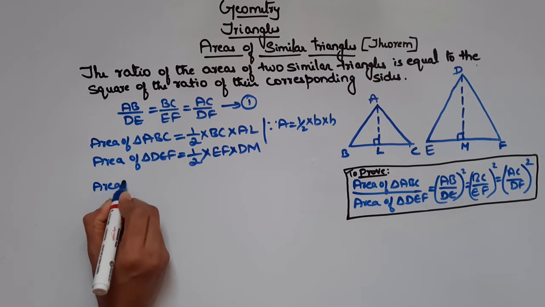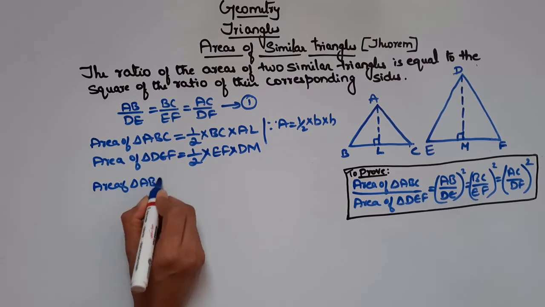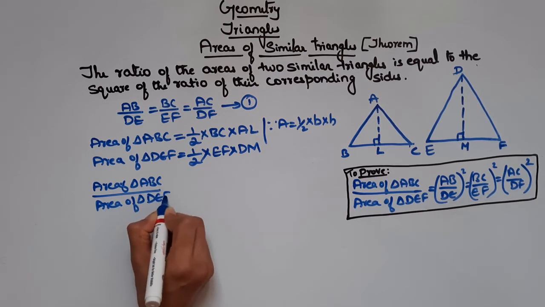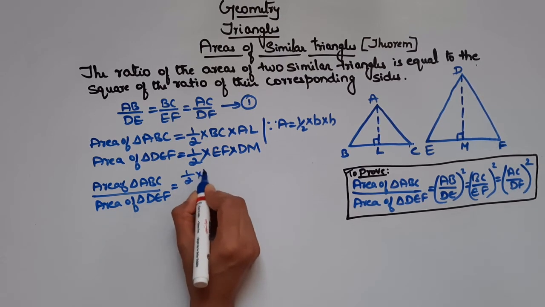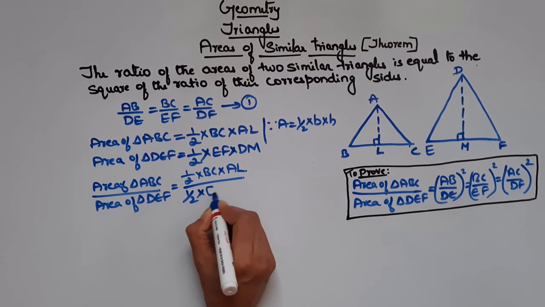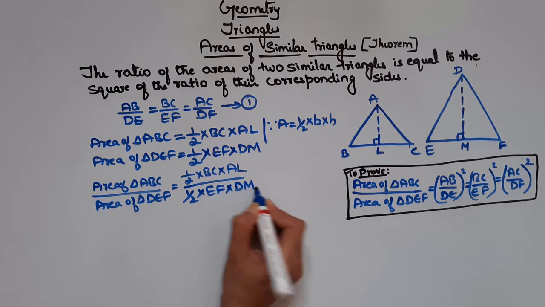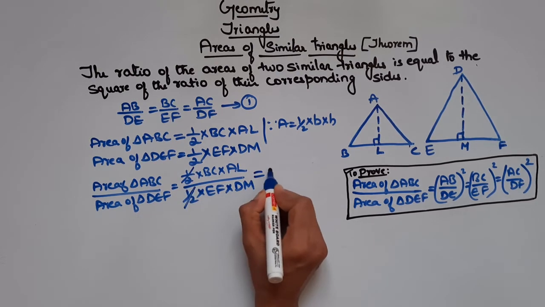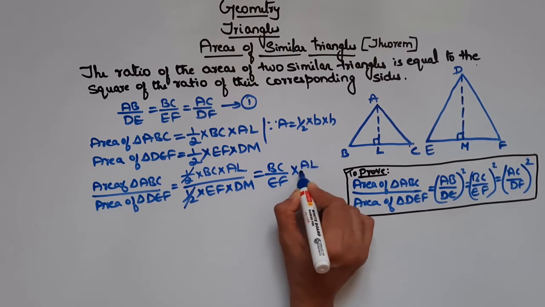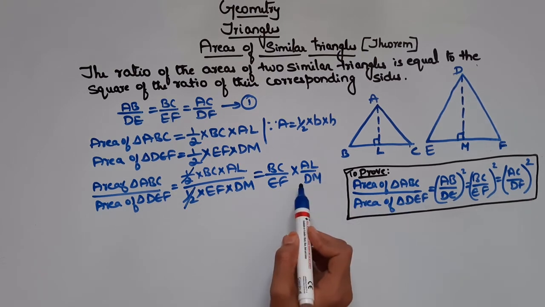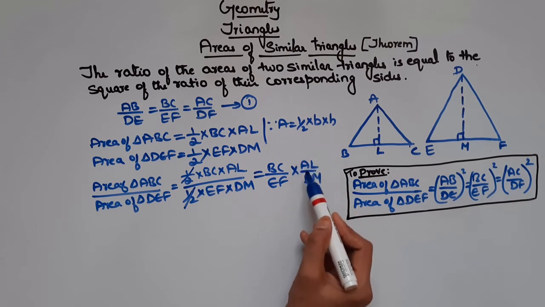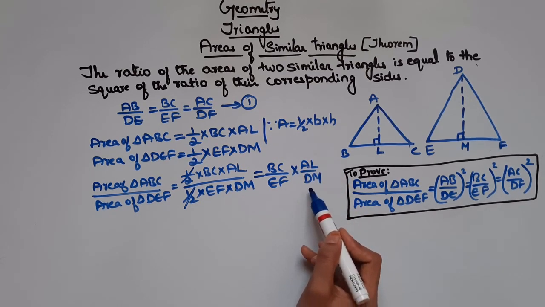So area of triangle ABC by area of triangle DEF is equal to half into BC into AL by half into EF into DM, right? So here half and half is gone. So we are left with BC by EF into AL by DM, right? So now if you see, we have to prove BC by EF the whole square. That means we have to replace this part, right? AL by DM. So how can we do that?